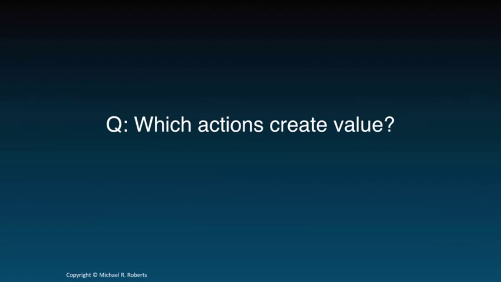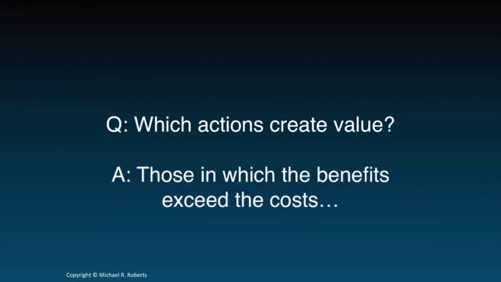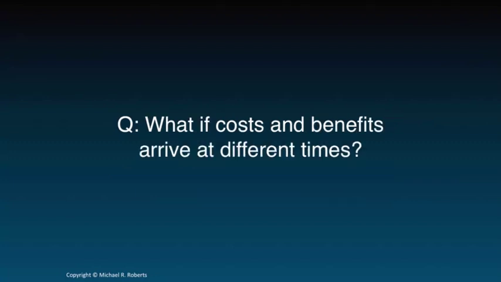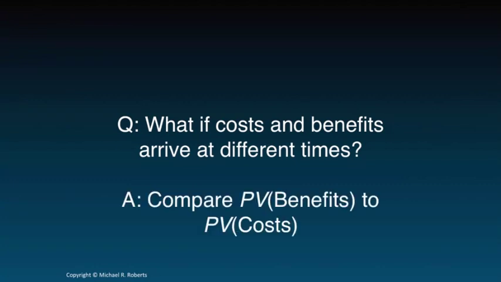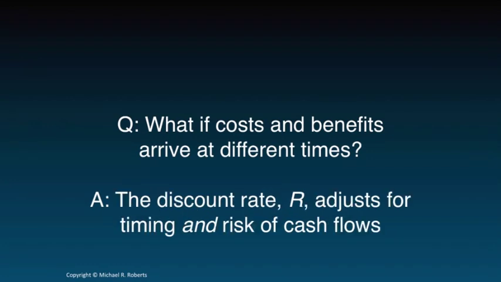A sort of general answer that seems reasonable would be to consider actions in which the benefits exceed the costs. But here's a little wrinkle. What if the costs and benefits arrive at different times? Well, actually, we're well equipped to deal with that wrinkle because we can compare the present value of the benefits to the present value of the costs. See, because by computing the present value, we know that the discount rate, R, will adjust both for the timing and the risk of the cash flows.